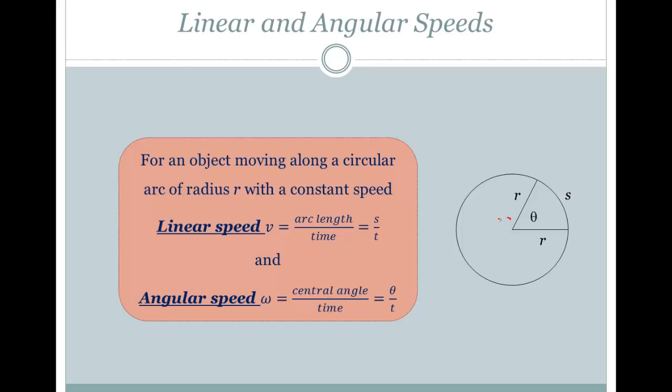So if I'm going around like this, like a Ferris wheel, or a car driving around in a circle, at a constant speed. Understand that we're also at a constant speed here. So linear speed is arc length over time. Angular speed is central angle over time. How much of an angle did I map out in that certain amount of time?